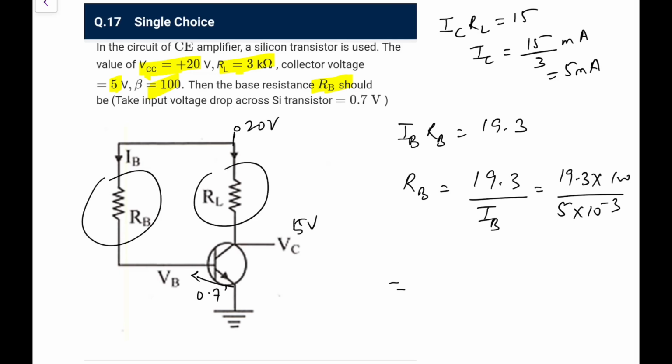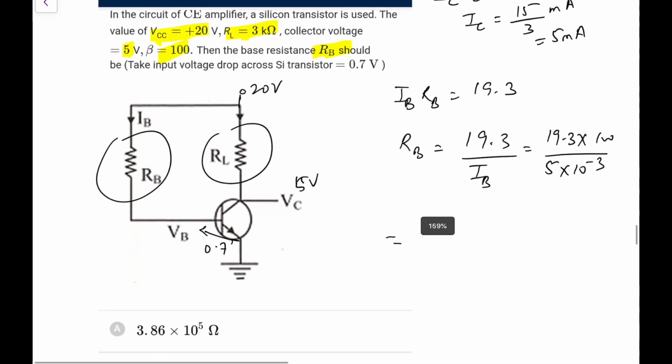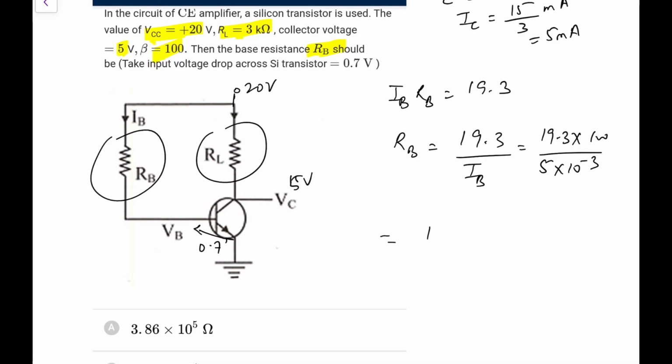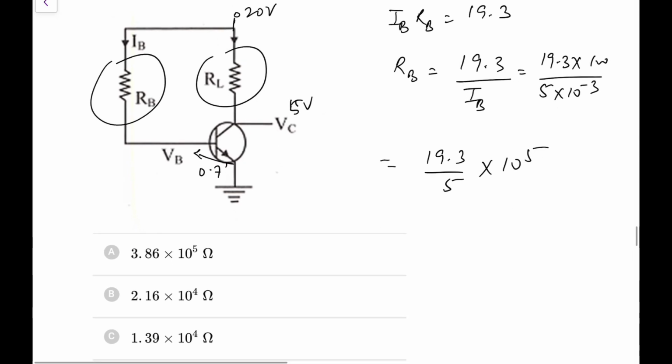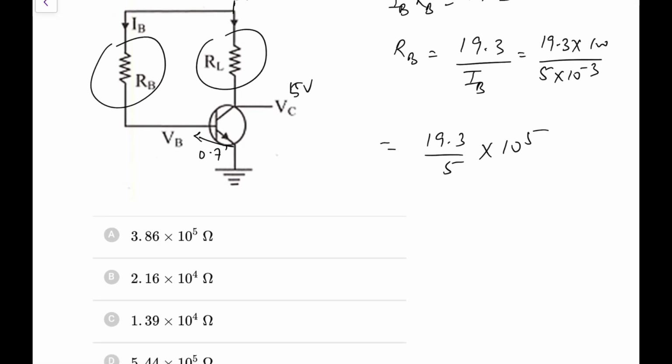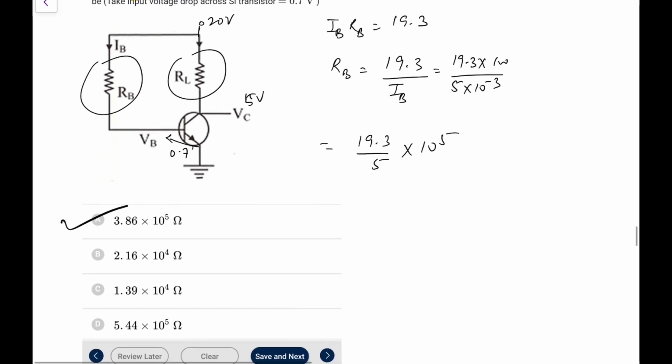So IB is of the order of 10 to the power minus 5, and the value of RB will be very, very high. I suppose 19.3 by 5 into 10 to the power 5, so it would be 3.86 into 10 to the power 5. I can go for only this one. That is the only appropriate option that looks right to me.